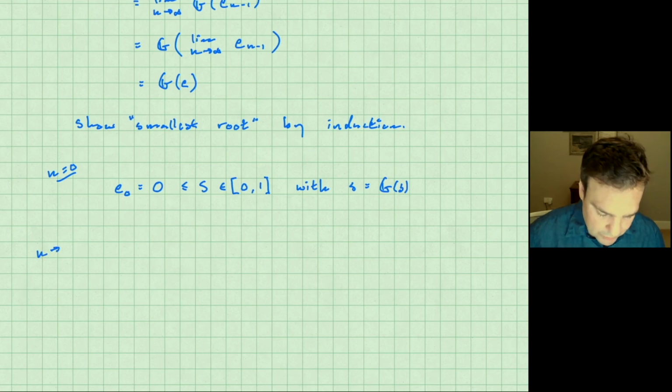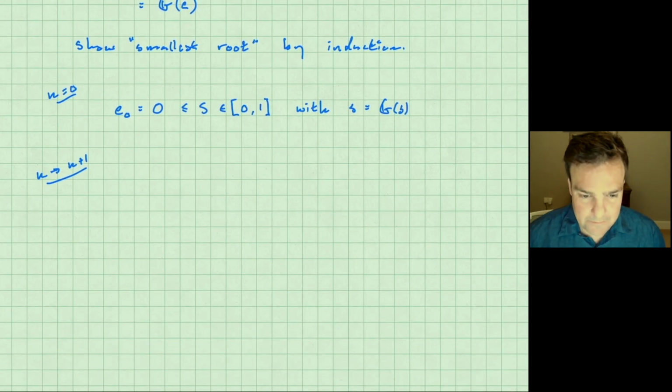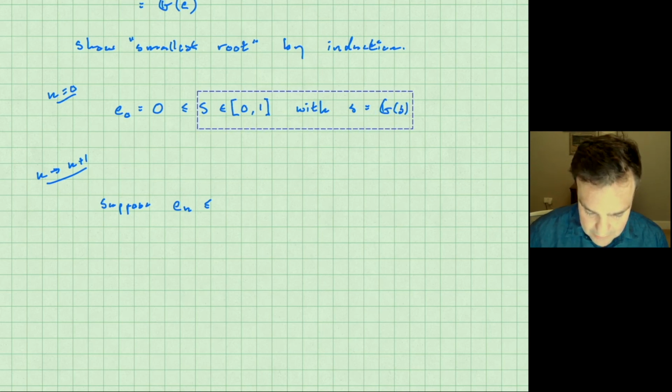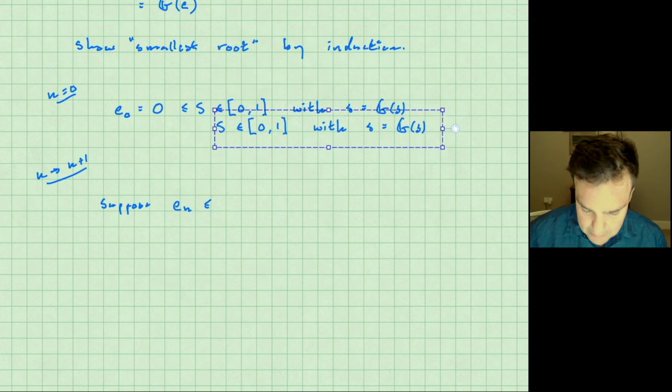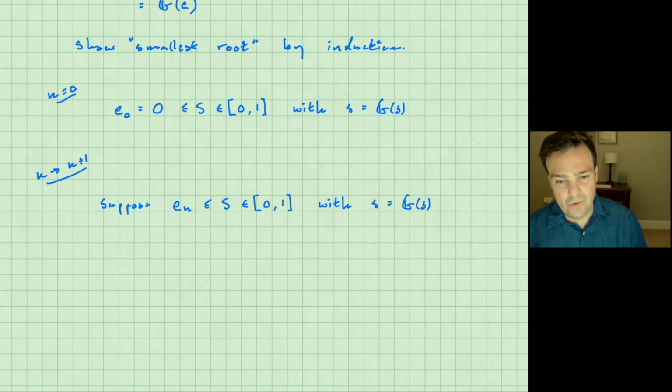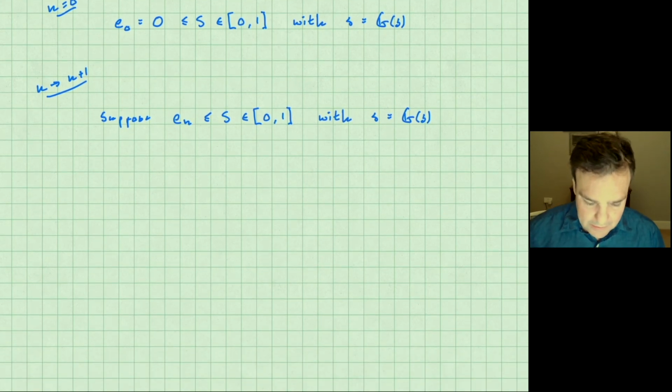And now what we want to show is that if it's true for n, it implies that it's true for n plus 1. So suppose that it's true for n. How we're going to write that: suppose that e sub n is less than or equal to s in this interval, where s is equal to g of s. So that's just supposing that it's the smallest root. And then we're going to do this kind of funny trick.